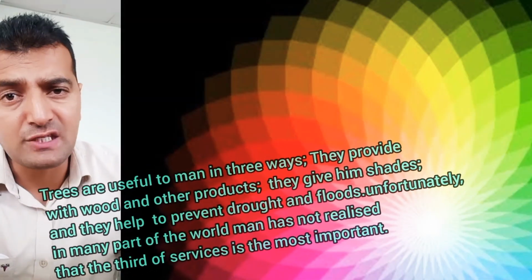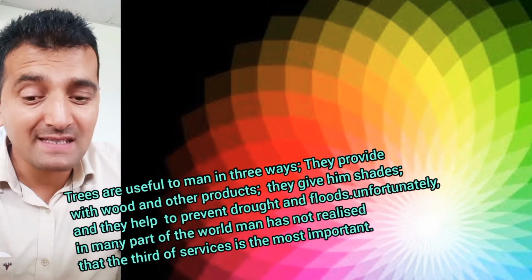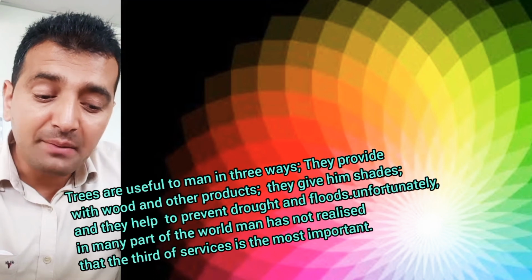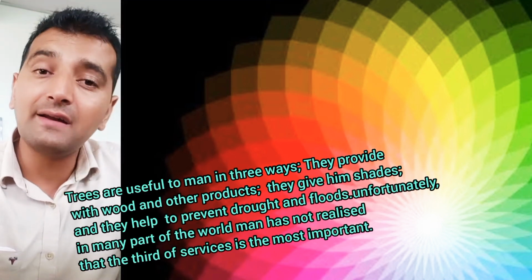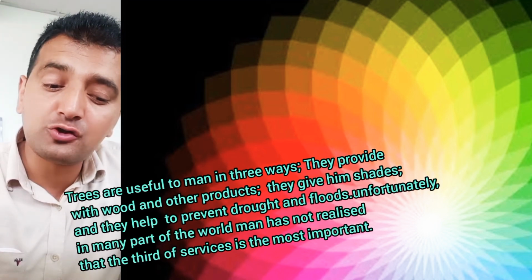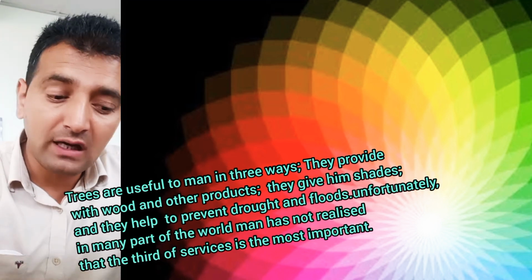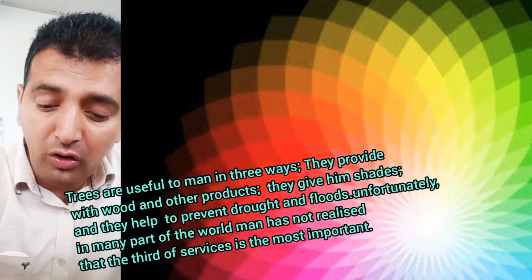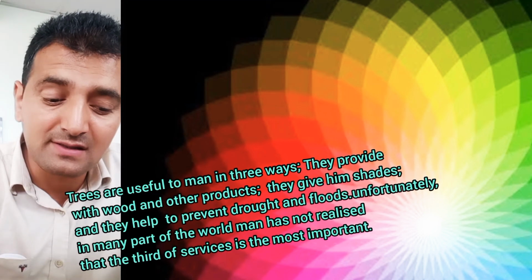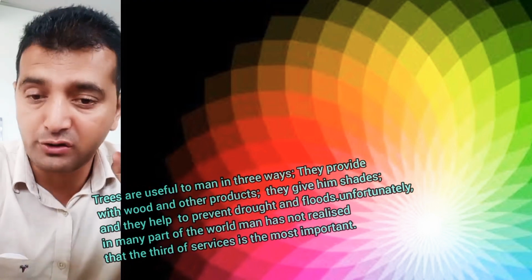Let me read out a passage for you. Today's passage is: Trees are useful to man in three ways. They provide him with wood and other products. They give him shade, and they help to prevent drought and floods. Unfortunately, in many parts of the world, man has not realized that the third of these services is the most important.